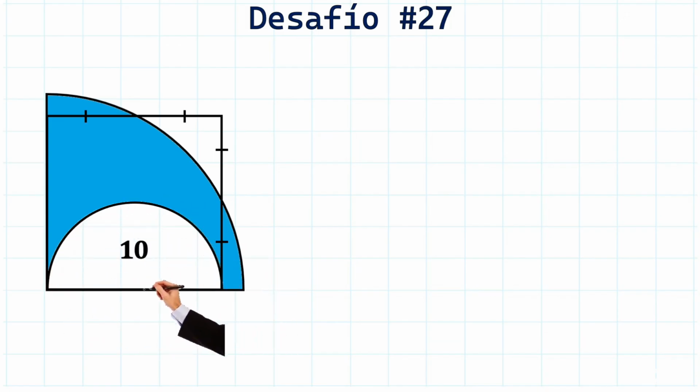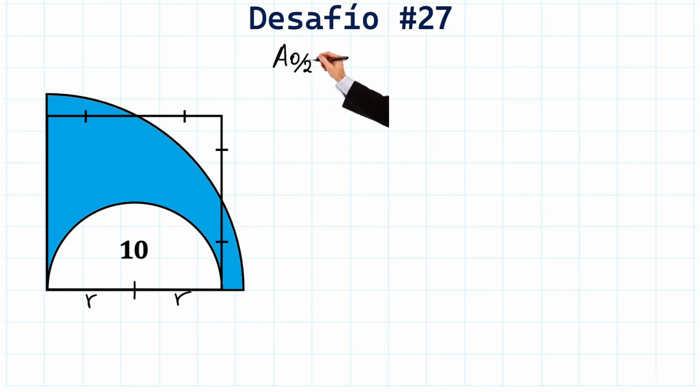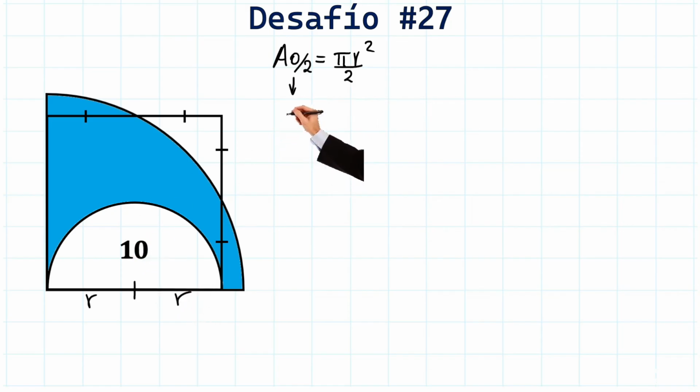and multiply it by 2 to find its diameter. Very well, the midpoint of this semicircle is roughly around here, and this would be the radius and this as well. Now we know that the area of a semicircle is pi times the radius squared over 2. Excellent. Now we know the area of the semicircle is 10, and this is going to be equal to this here.